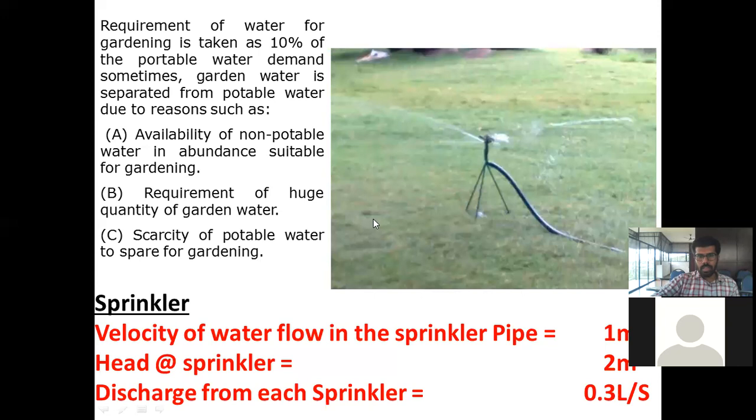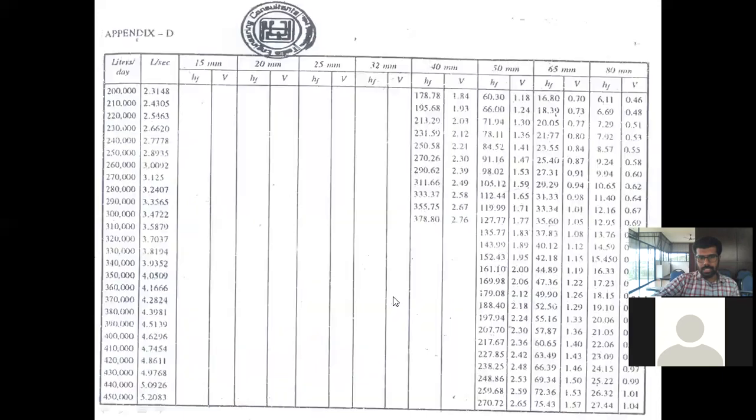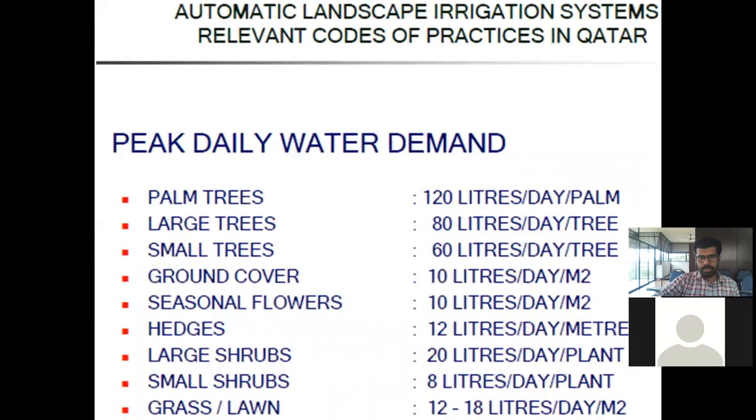So we will be doing a problem right now. Before that, we can just see some more points regarding landscape in some countries. It is stated in the automatic landscape irrigation system code of practice in Qatar what the daily water demand of different trees in that area is. The peak daily water demand for a palm tree is 120 liters per day per palm. So you should have that much storage of water.